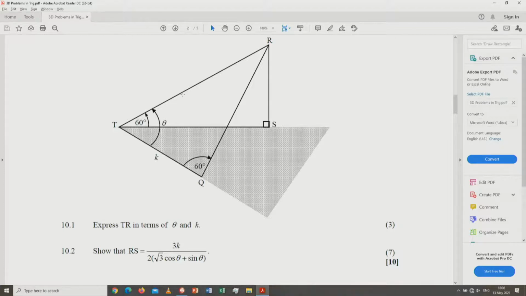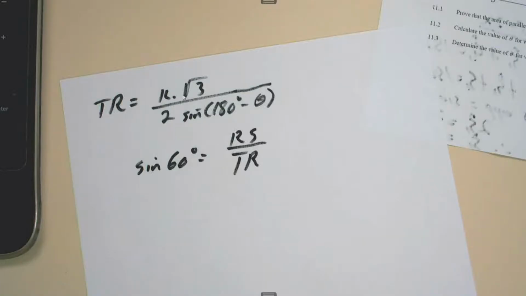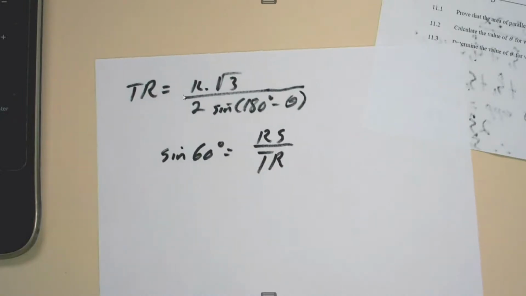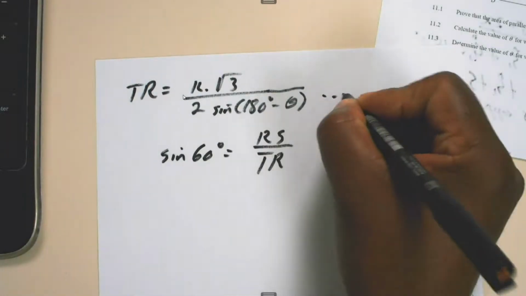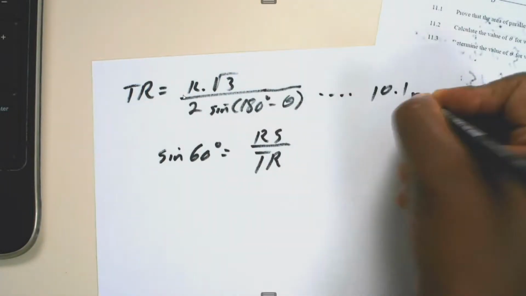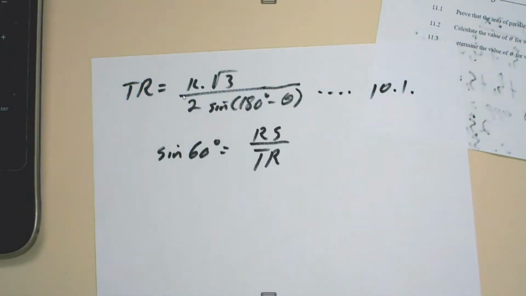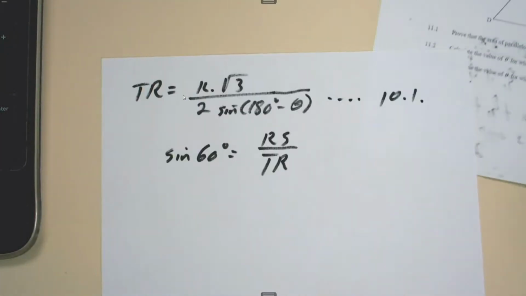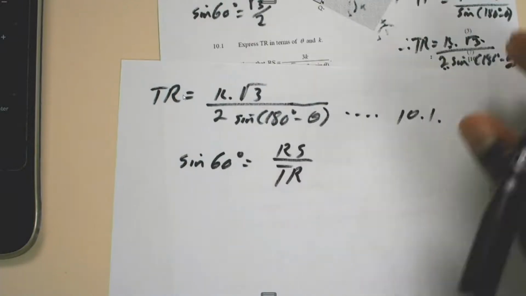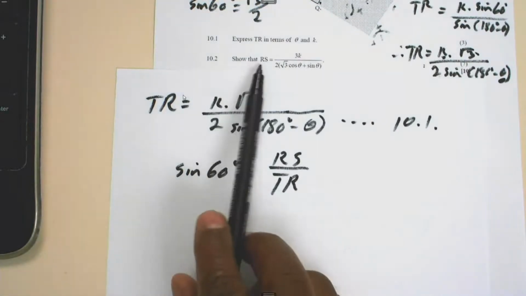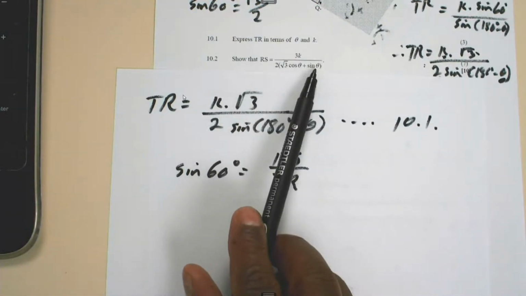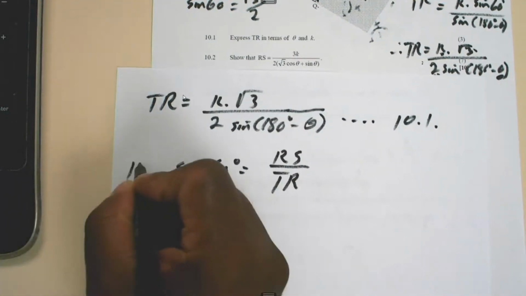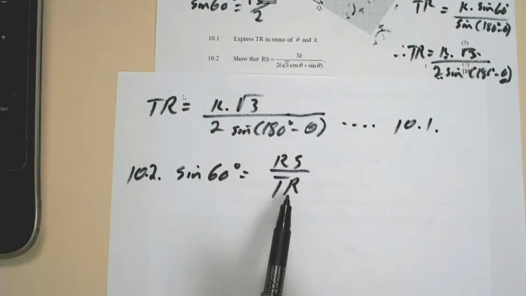Check my work. This is the answer I obtained in 10.1. Now I am working out 10.2. I hope you'll still be able to follow 10.2. In 10.2, I want to show that RS is equal to this. From the diagram, I said sine 60 is equal to RS over TR.